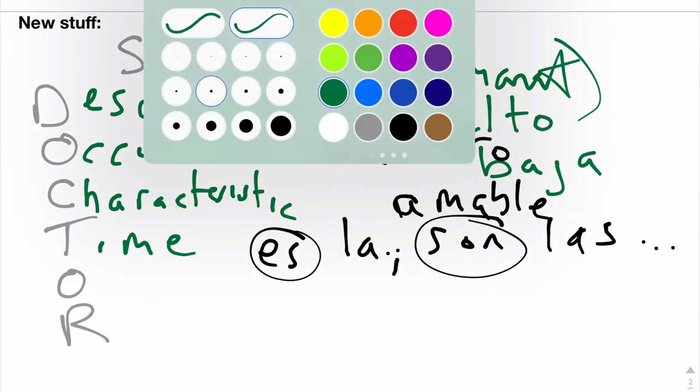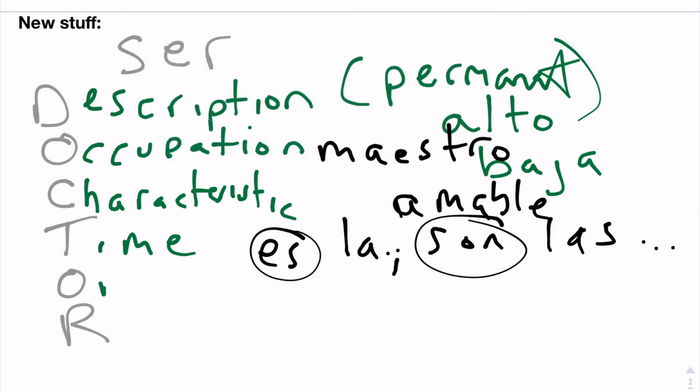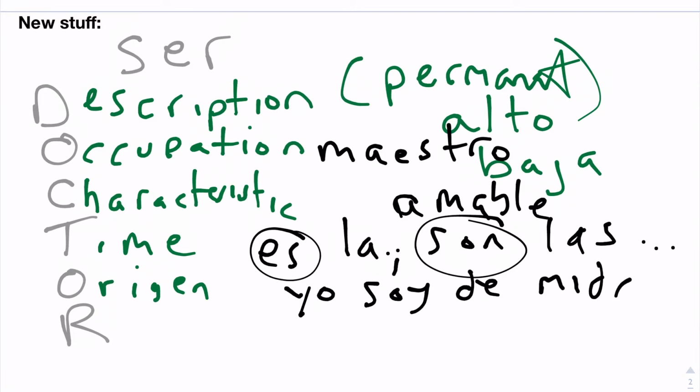O is your origin. Where are you from? Where were you born? Where did you grow up? So for example, many of you and myself would say, yo soy de Middletown. And last but not least, the R in doctor stands for relationship or possession.